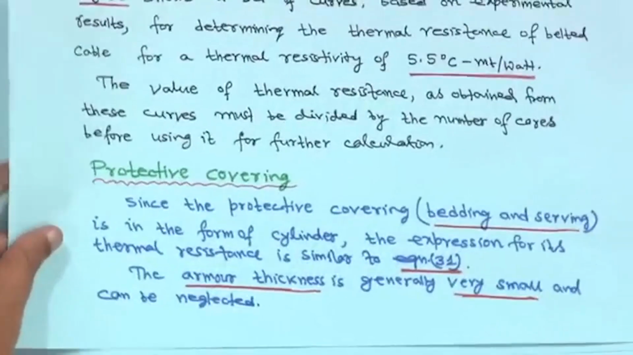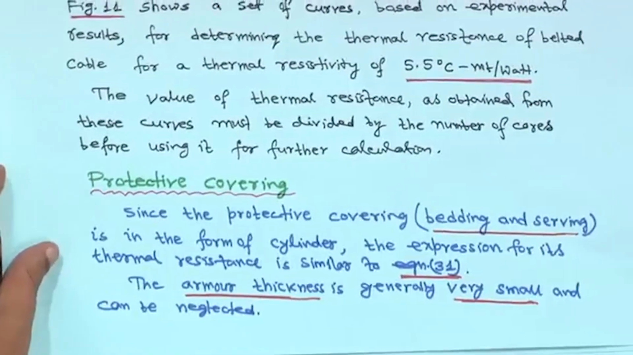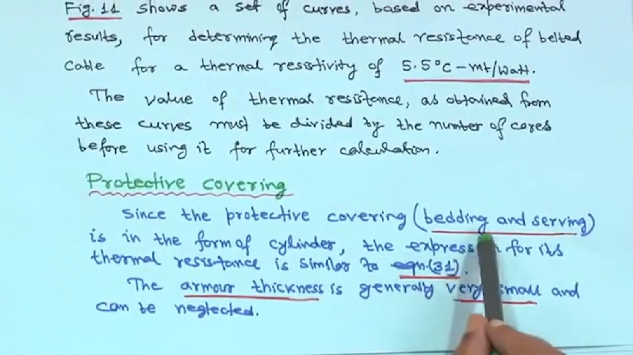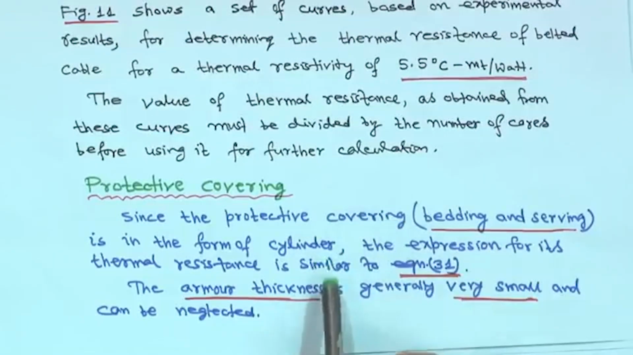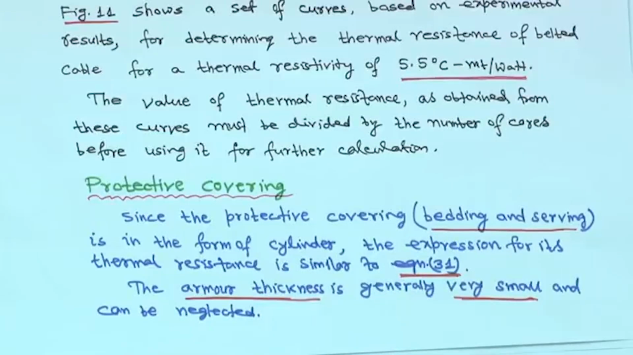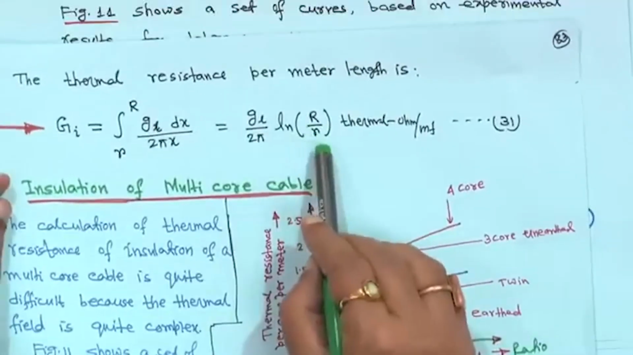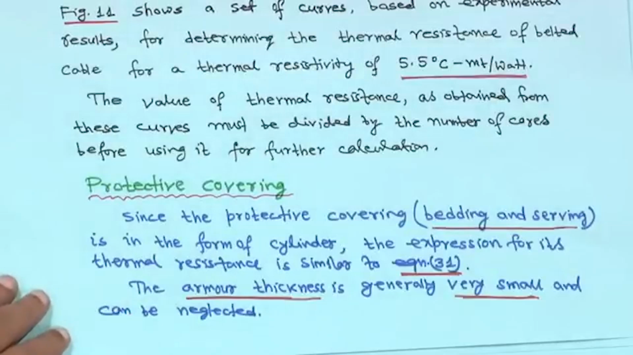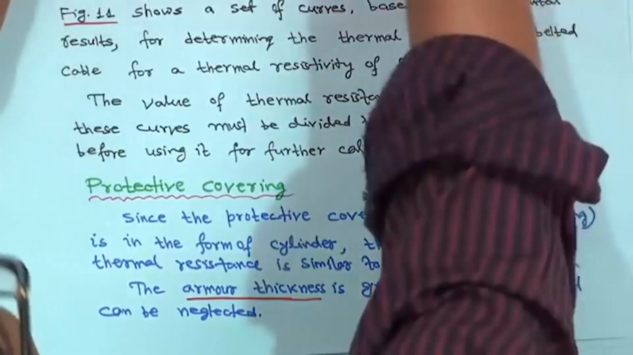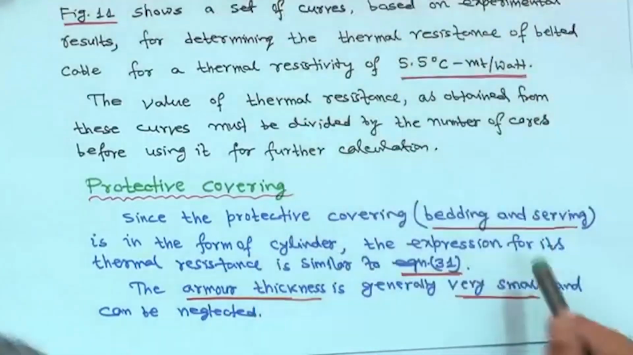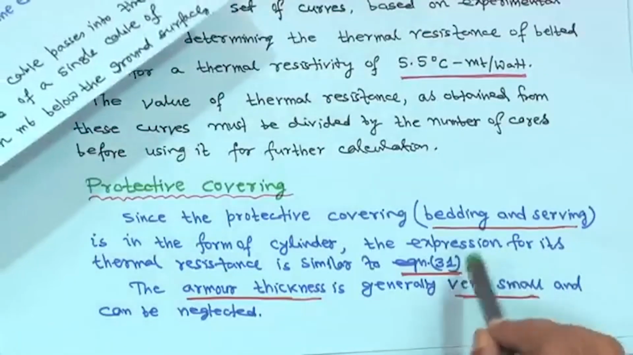Now, the protective covering, which is the bedding and serving of the cable, is in the form of a cylinder. So, the expression for its thermal resistance is similar to equation 31. In that case, the armor thickness is generally very small and can be neglected. So, we have neglected the armor thickness, otherwise it is similar to that.